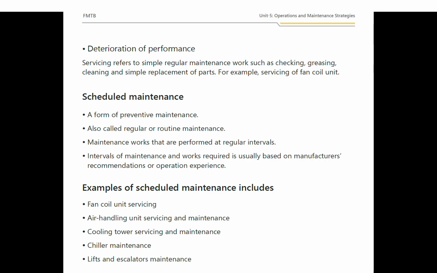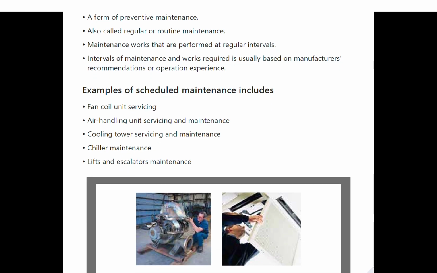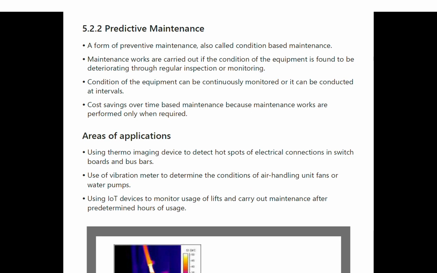Like if you go back to the same bicycle example, if you oil your chain, say every week, maybe every Monday morning, that is a form of preventive maintenance. So in FM, preventive maintenance could include fan coil servicing, air handling unit servicing, cooling tower servicing, and chiller maintenance. So this is part of the maintenance.